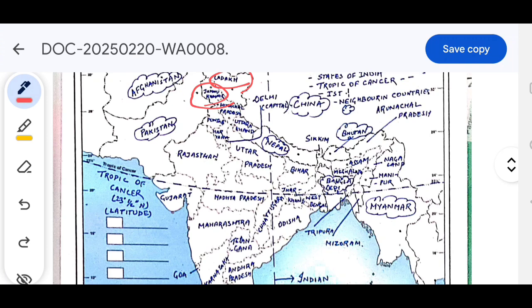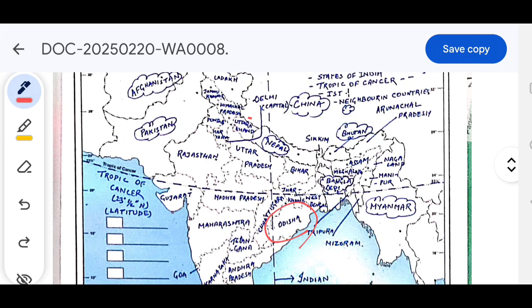Jammu Kashmir's capital is Srinagar and Ladakh's capital is Leh. Then we have Himachal Pradesh and Uttarakhand, which I've told you. Next we have Bihar. Bihar's capital is Patna. Then we have Sikkim. Sikkim's capital is Gangtok. Then we have Jharkhand. Jharkhand's capital is Ranchi. Then we have Chhattisgarh. Its capital is Raipur.